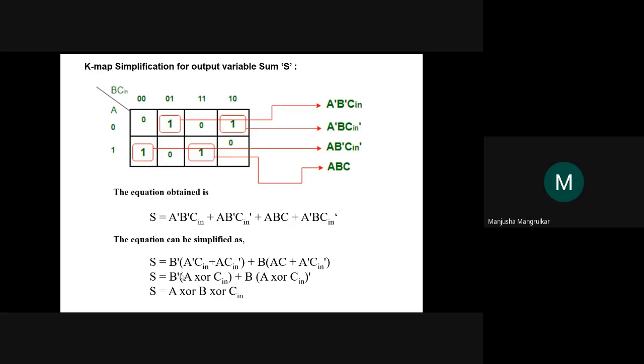If I'm considering this is B complement, this is Z plus B Z complement. Again, I can say that B XOR A, B XOR Z. And what is Z? Z is A XOR C. So all these are A XOR B XOR C. This will be the sum of your full adder circuit. All three inputs are XORed.